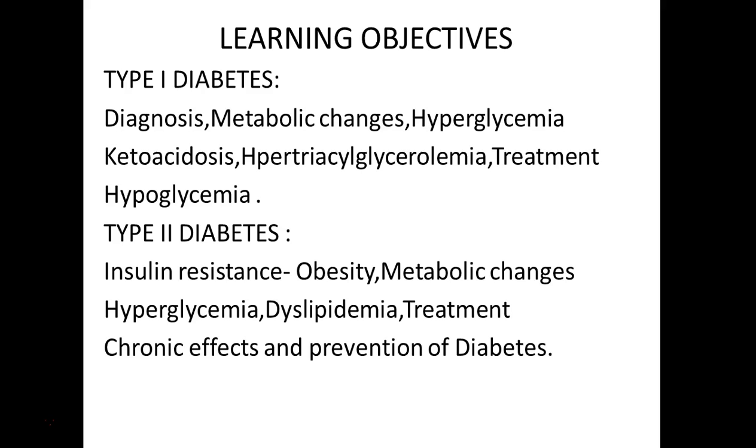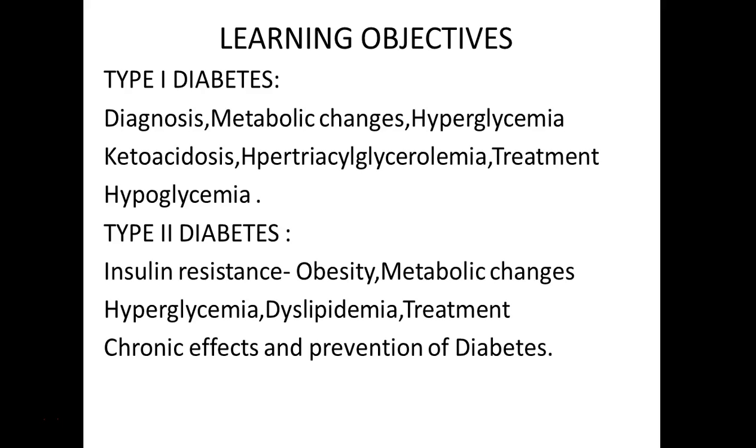exciting. Okay. So this is Kishore, and I'll be moving into the learning objectives of this session. It's type 1, type 2. What is type 1? What's the diagnosis for type 1? Then metabolic changes. Obviously, diabetes relates to hyperglycemia. What is hyperglycemia? And why do we have ketoacidosis? And how about hypertriacylglycerolemia? And what is the treatment? And how to check these hypoglycemic episodes in diabetes. Those are the key themes which we will be looking at in relevance to both type 1 and type 2.